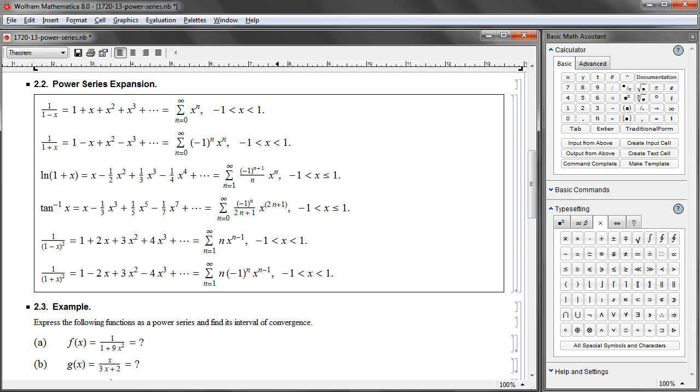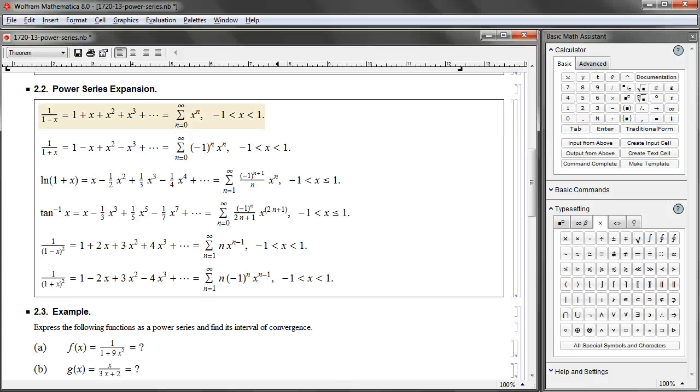The third topic is power series expansion, and we're going to spend quite a bit of time in this clip deducing these formulae here. First, we begin with the geometric series formula: 1 over 1 minus x is equal to 1 plus x plus x squared plus x cubed, and so on and so forth. And this is nothing more than the geometric series formula, because the common ratio is in this case x, and the first term is 1. So 1 over 1 minus x is nothing more than a geometric series formula.